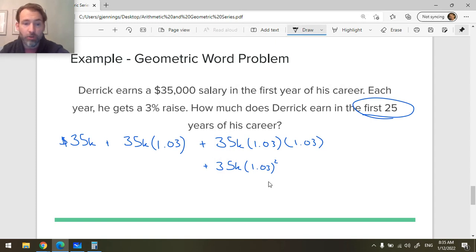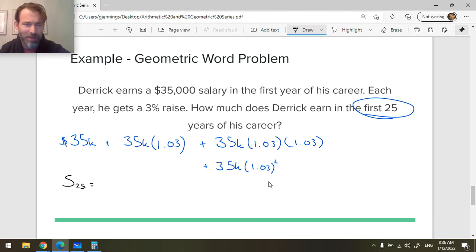So cranking the formula and plugging and chugging looks like this. The sum of this series to the first 25 terms is going to be equal to, and we want to have a good estimate here as well. So for 25 years, he's making 35,000, but his income is growing exponentially, and it's growing at a fair rate. So I would say it's maybe about $1.5 million, be my guess. Let's see how close I am.